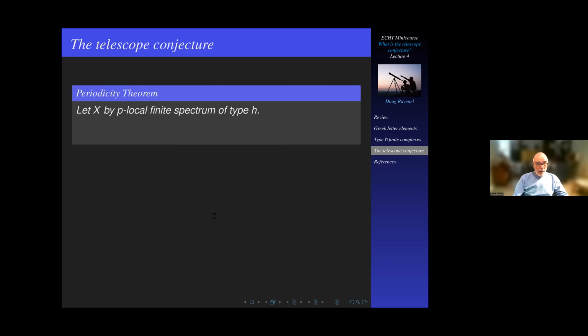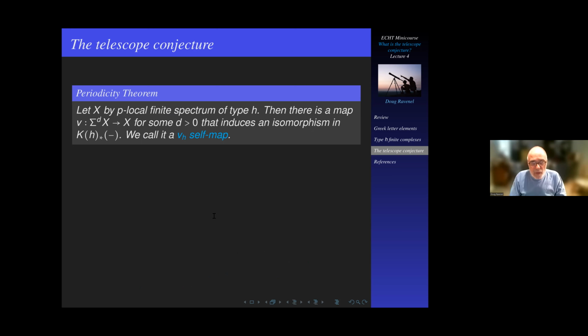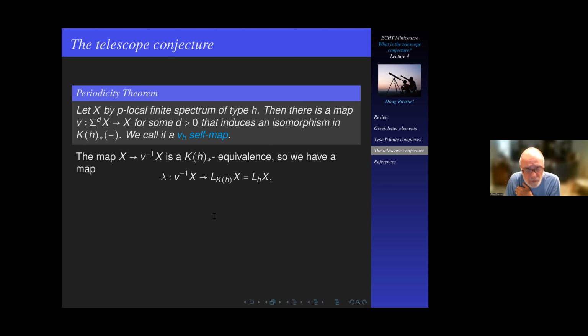Okay, now, so here it is again. Let X be a p-local finite spectrum of type H, then there's a map V which has these properties, and we call it a BH self-map. Now, the map from X to the telescope is necessarily a KH star equivalence.